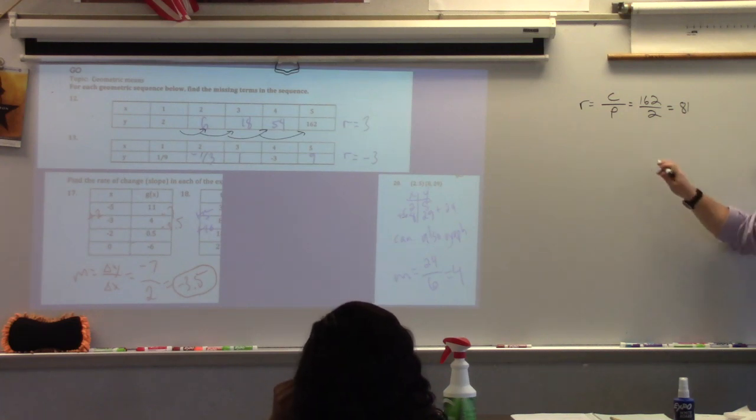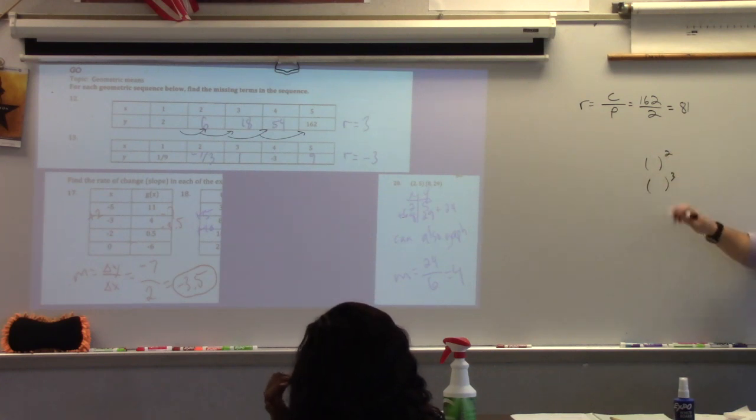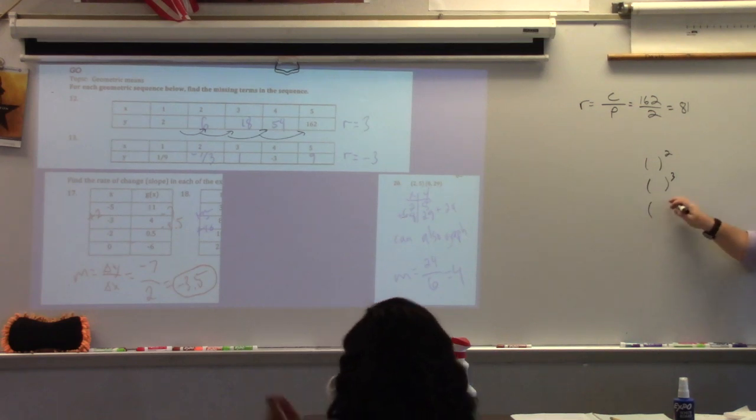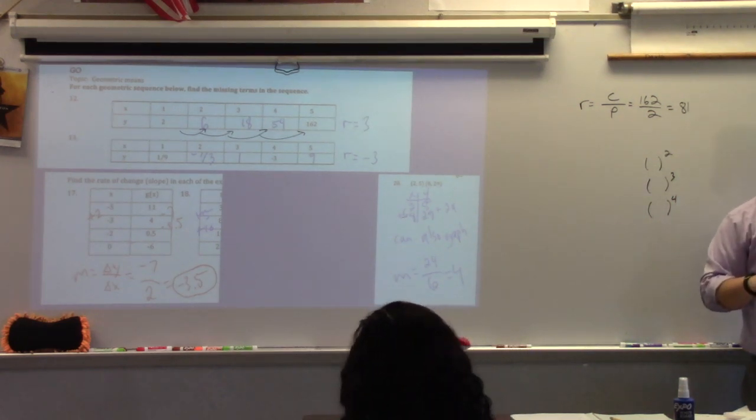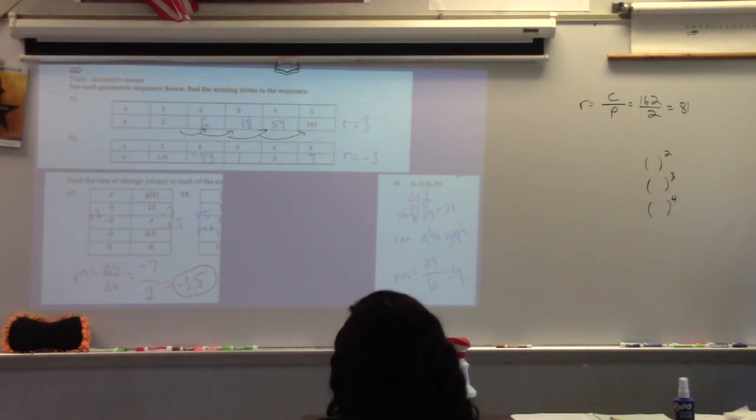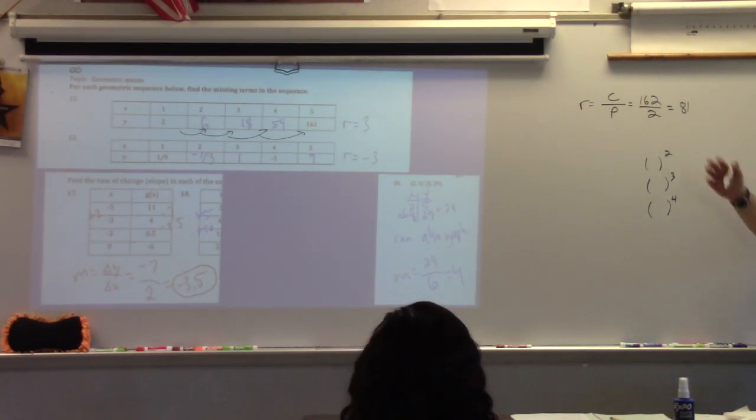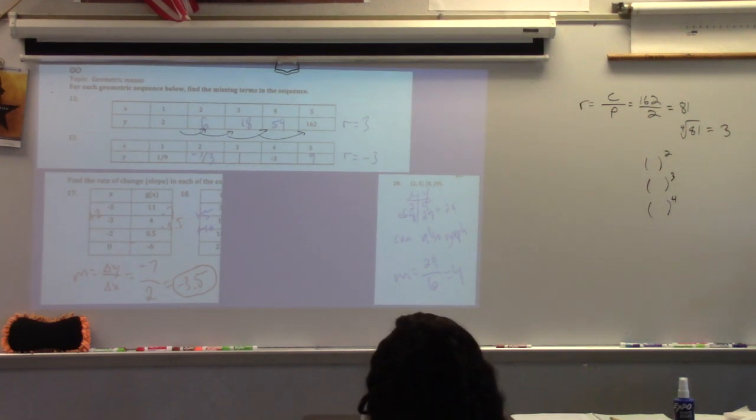Like what would be the inverse of a square? Square root. The inverse of a cube? Cube root. The inverse of raising it to the 4th power would be a 4th root. So that 81 is coming from multiplying repeatedly 4 times. So to undo that, I would need to do my 4th root, which is a 3. This is the idea of geometric means that we saw on 1.10.